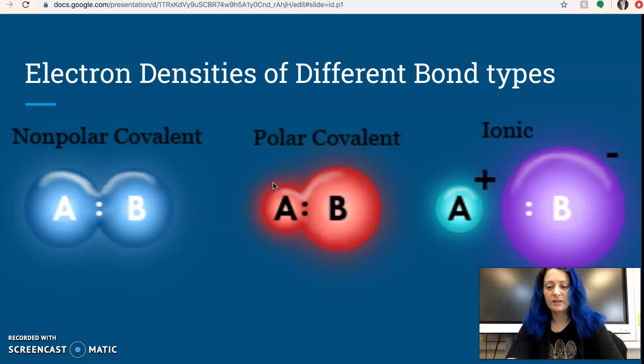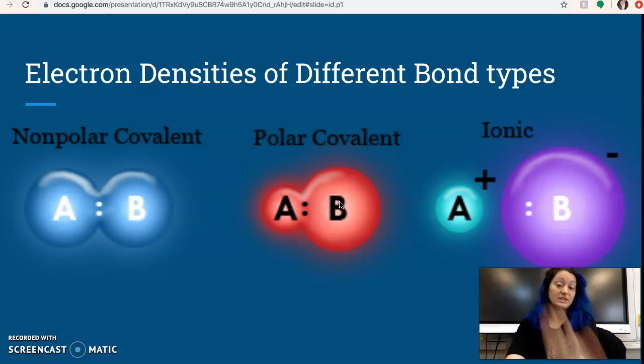Whereas in the polar covalent bond, you can see that the electron densities of these spheres are clearly different, which shows that the electron is spending different amounts of time around the atoms. Because B has a larger sphere, the electron is spending more time around atom B than around atom A. From that, we can conclude that atom B is going to have a higher electronegativity than atom A. So B would be labeled the partially negative side.